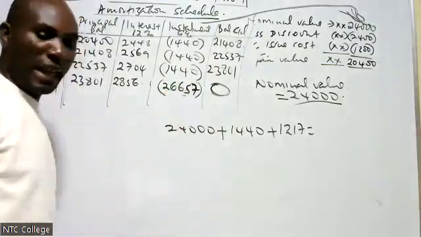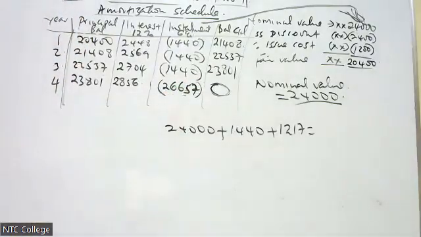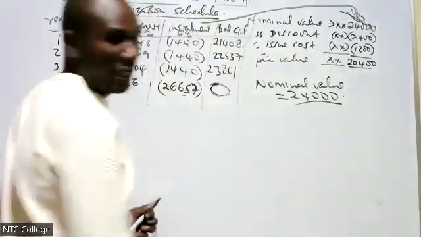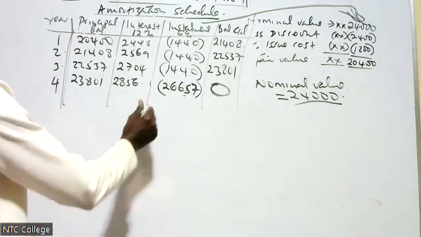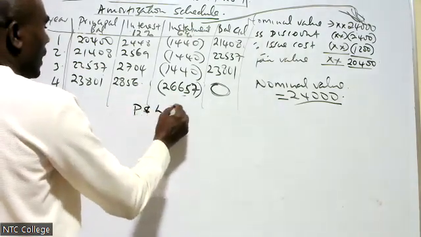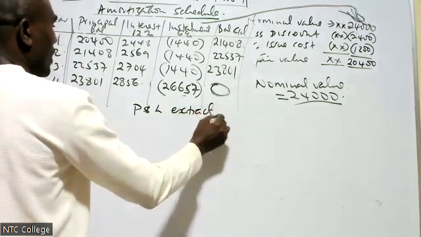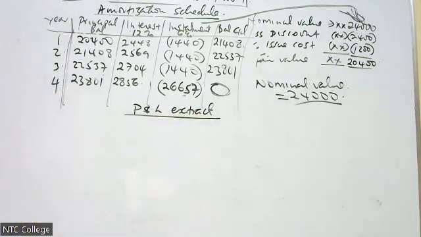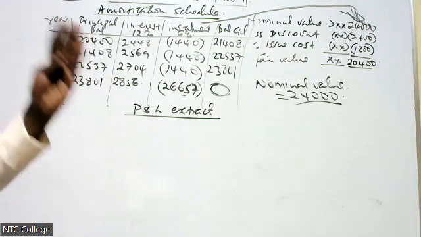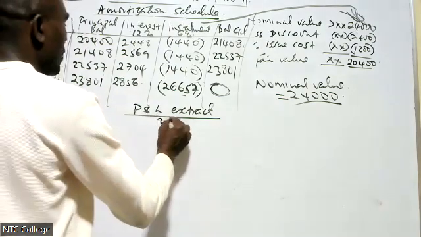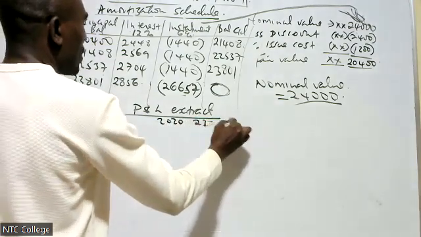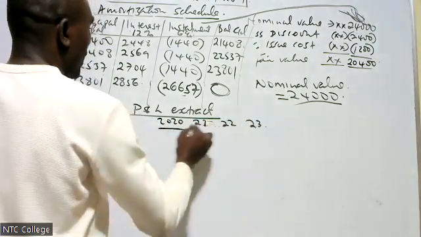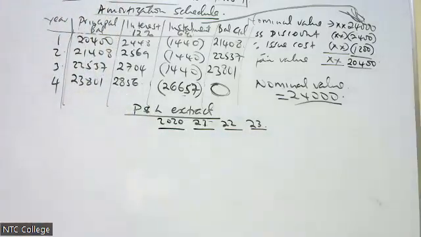Now, at this point, the examiner will want you to show what goes to P and L. We prepare a P and L extract, a profit and loss extract. What goes to P and L as our finance cost? I have here 2020, 2021, 2022, 2023, 4 years.